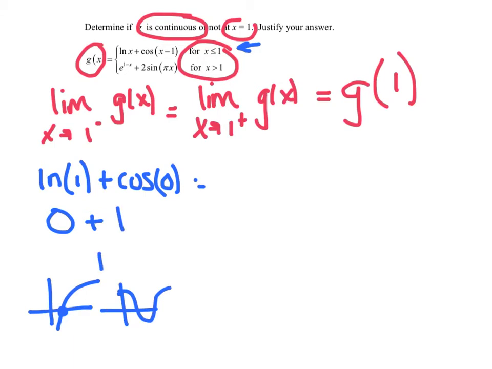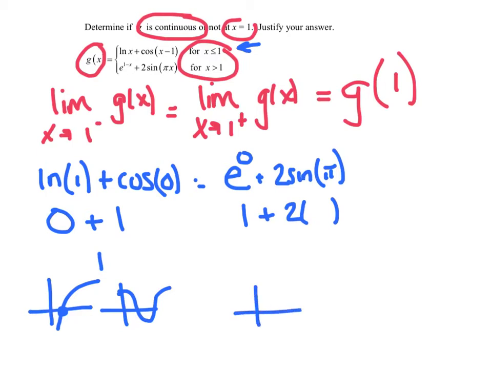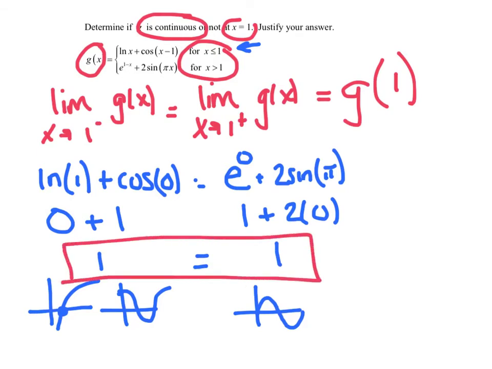The limit from the right, I'm going to get e to the 1 minus 1, so e to the 0, plus 2 sine of 1 times pi, which is pi. Any term to the 0 power is 1, plus 2 times the sine of pi. Picture that sine graph. The sine of pi is 0, so I get 1 equals 1. And right here, that just tells me that the limit exists.